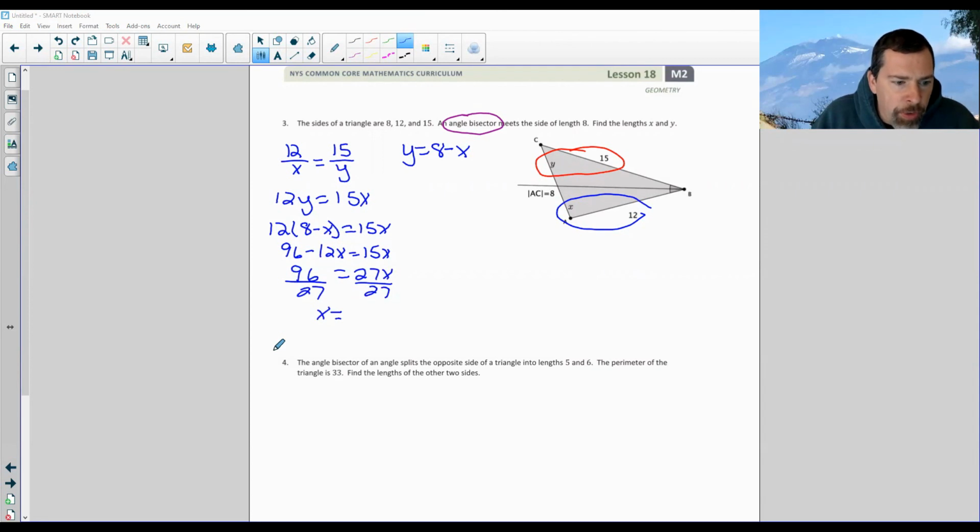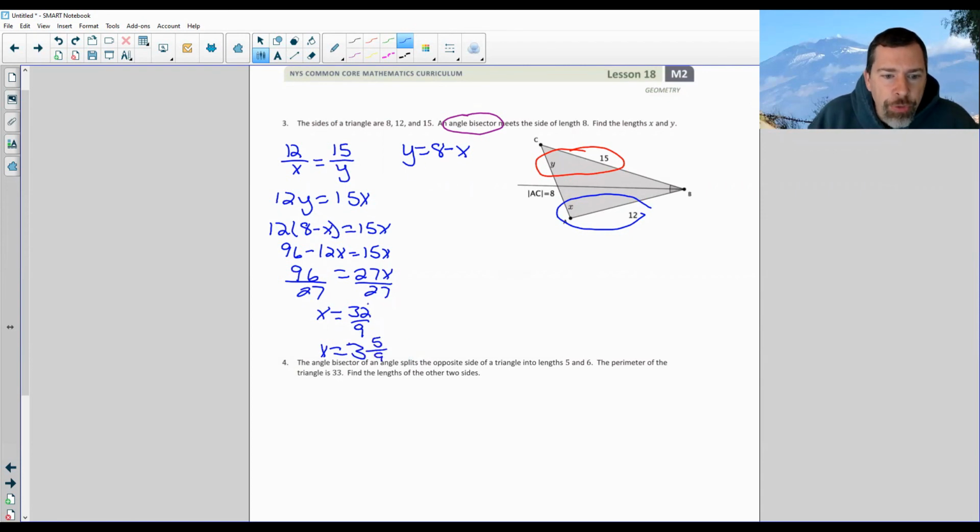96 divided by 27 equals 3.5, repeating. Okay. And I can do math, enter, and it will tell me the reduced fraction, 32 ninths. And if I don't want it improper, I want it mixed: 9 times 3 is 27 with a remainder of 5, 3 and 5 ninths.